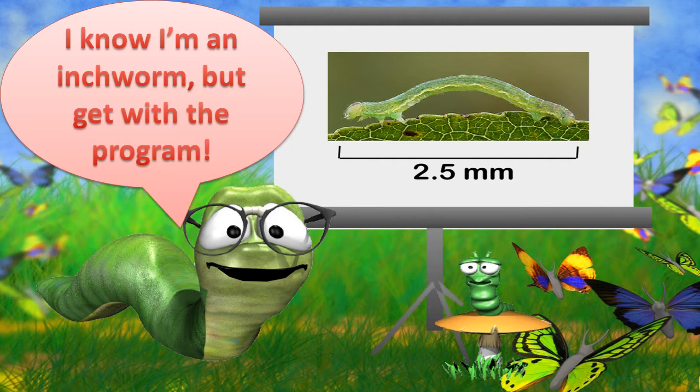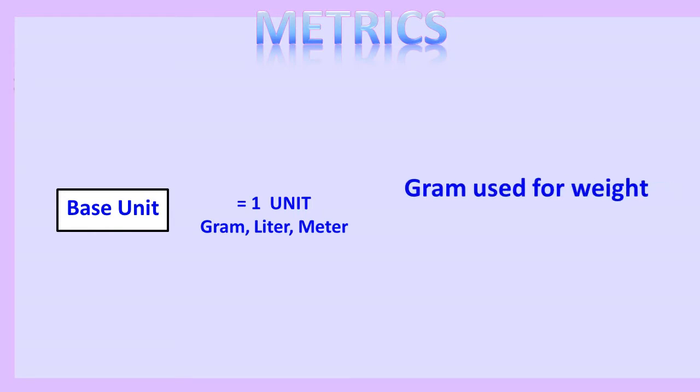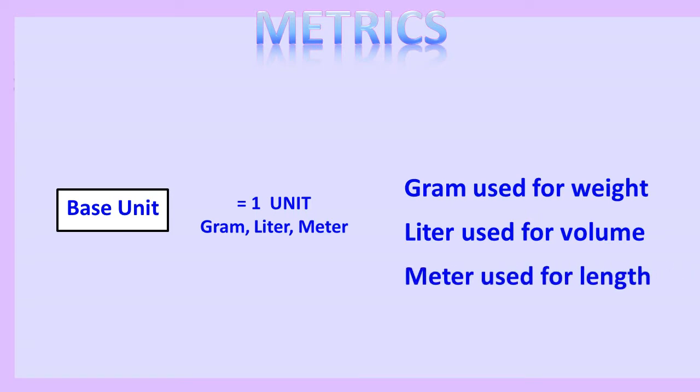I've often heard that the metric system is difficult to learn. In reality, it is a simple, organized system based on the number 10. The metric system begins with a unit, a simple measure. These base units are the gram, the liter, and the meter. The gram is used for weight, liter for volume, and the meter for length or distance. Depending on how many base units there are, prefixes are applied in multiples of 10. These are standard no matter what you're measuring.